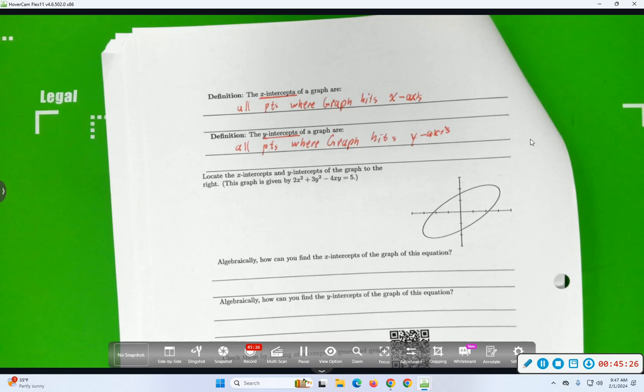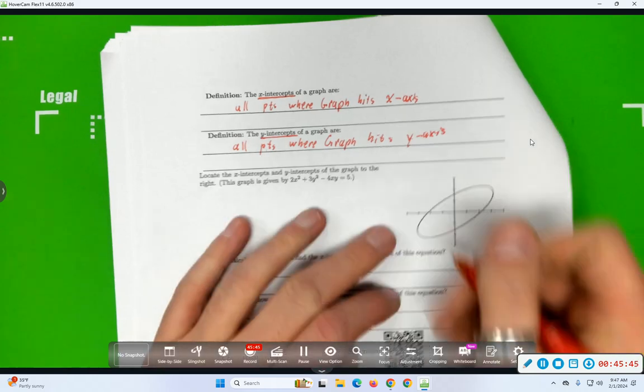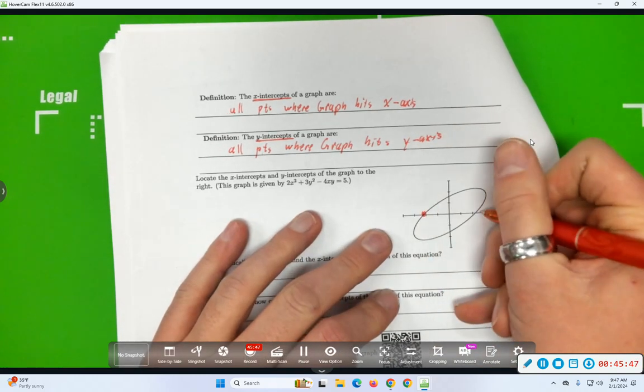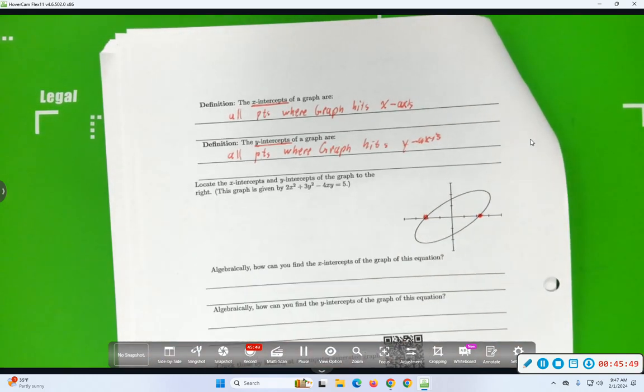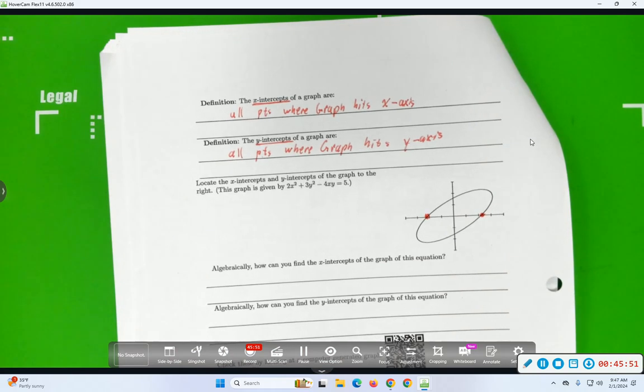And let's maybe even say what that means. If a point is on the x-axis, then what can you tell me about the coordinate values of that point? The y value is 0. For an x-intercept, the y value is 0. And right, that makes sense. For this particular picture drawn here, there are the two x-intercepts, they have y value 0.